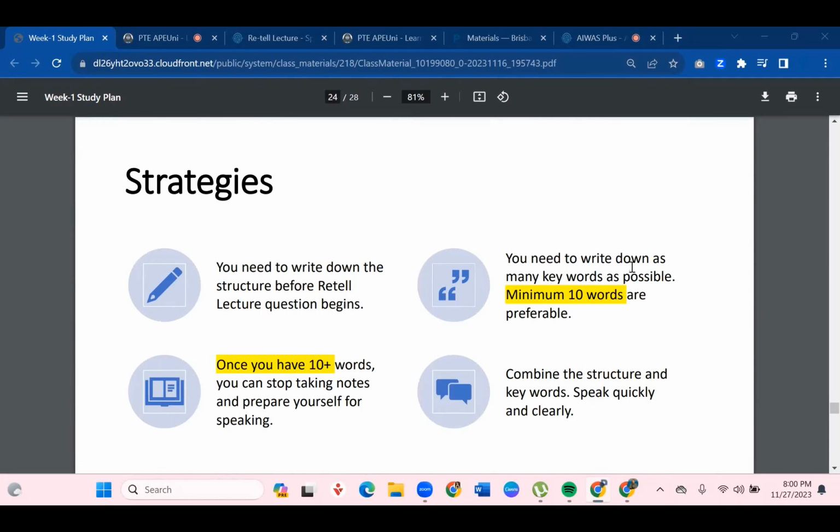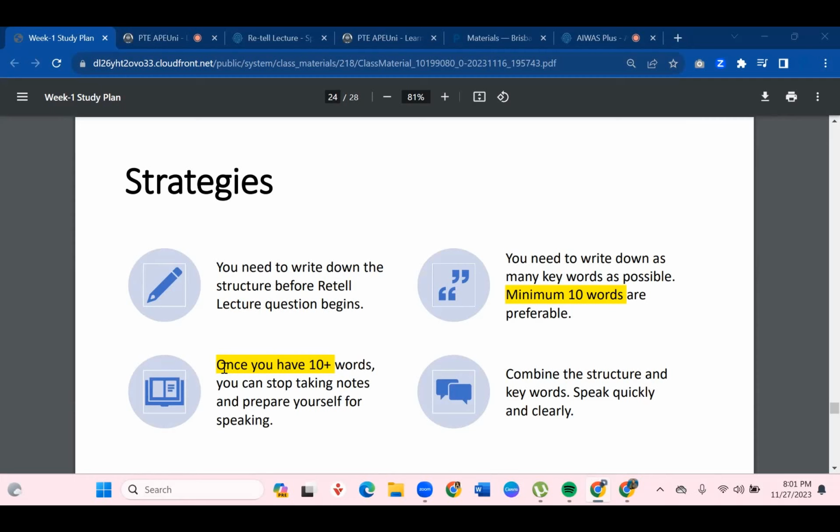Secondly, as I said before, you need to write down as many keywords as you can, so that later you can select which words you want to use. And a minimum, we need 10 words. 10 words must. Lastly, once you have 10 plus words, there will be a point where you see the audio is still long. The speaker is still talking, but you have your 10 words. You don't need to take notes after that. Maybe 10, 12, 15 maximum. After 15 words, if the speaker is still talking, you don't need the audio anymore.